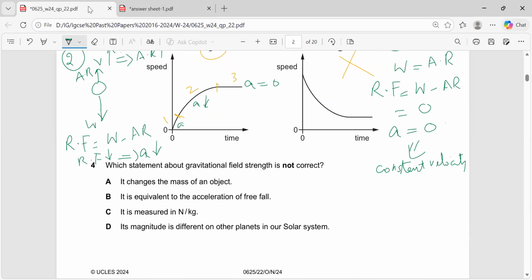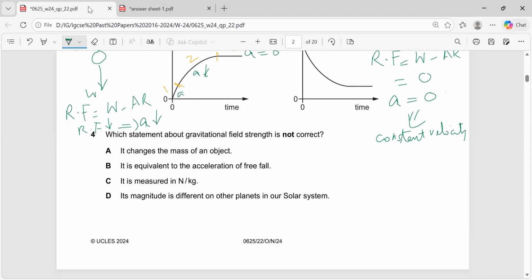Next, my dear friends, question number 4. That is quite simple. Which statement about the gravitational field strength is not correct? Gravitational field strength, it is from W is equal to mg.